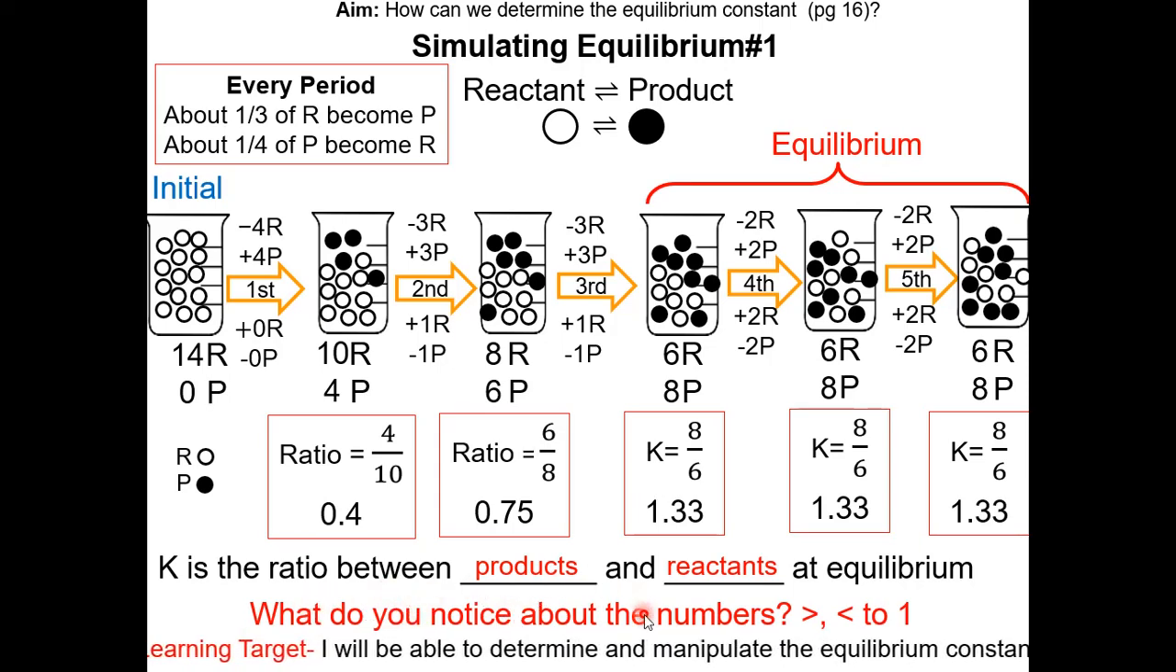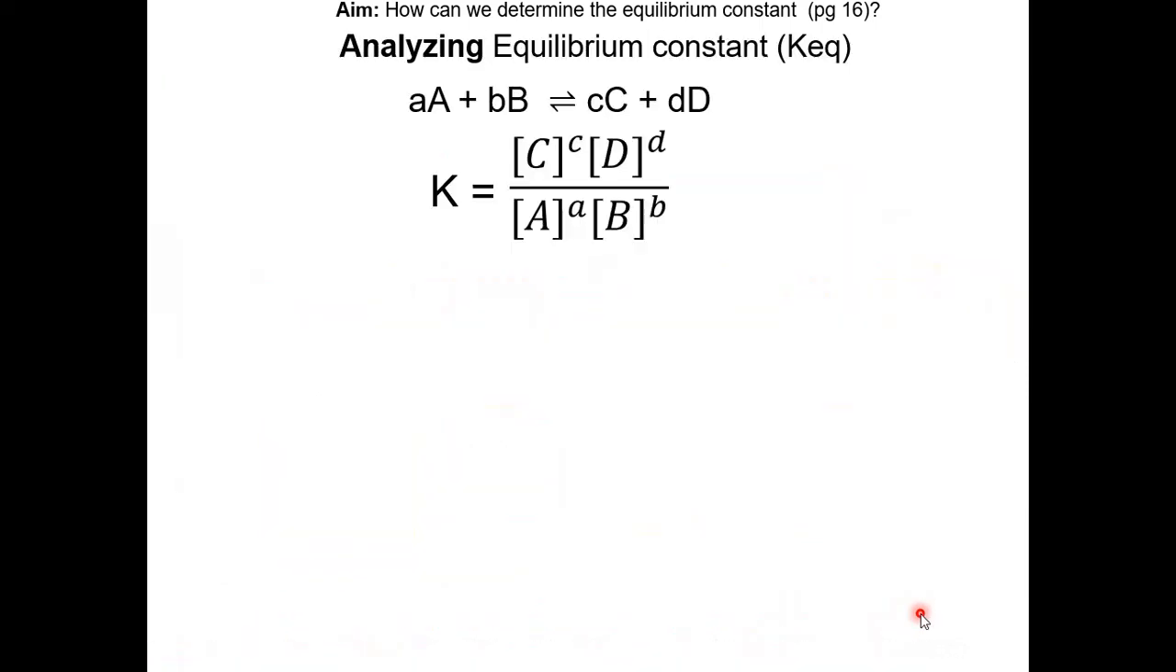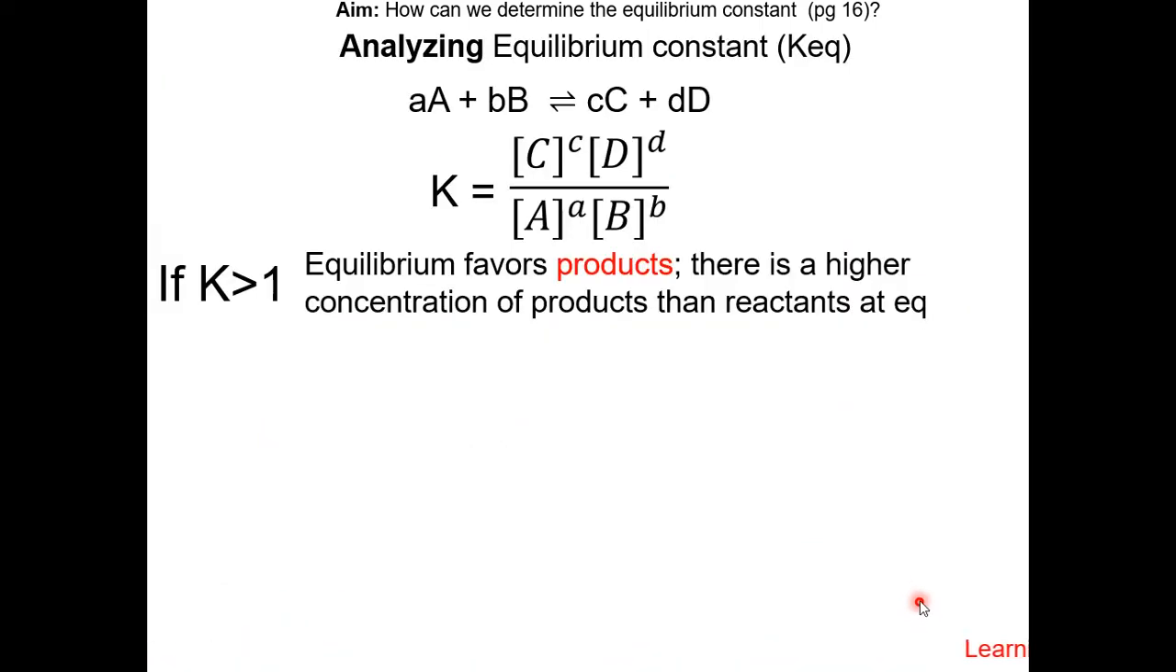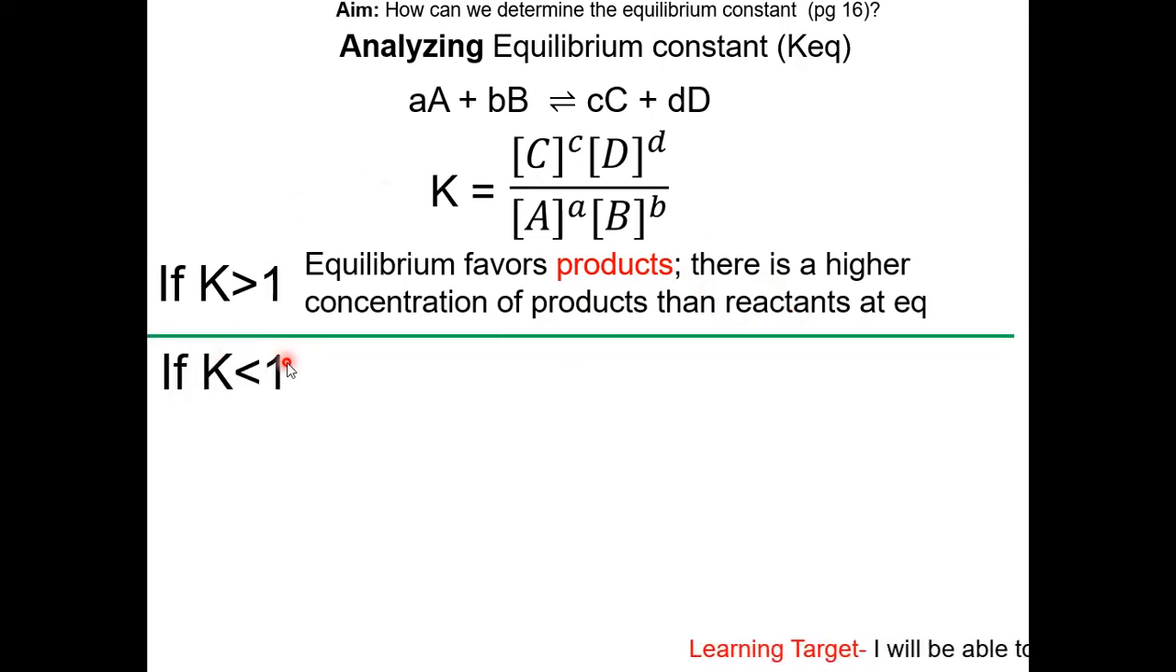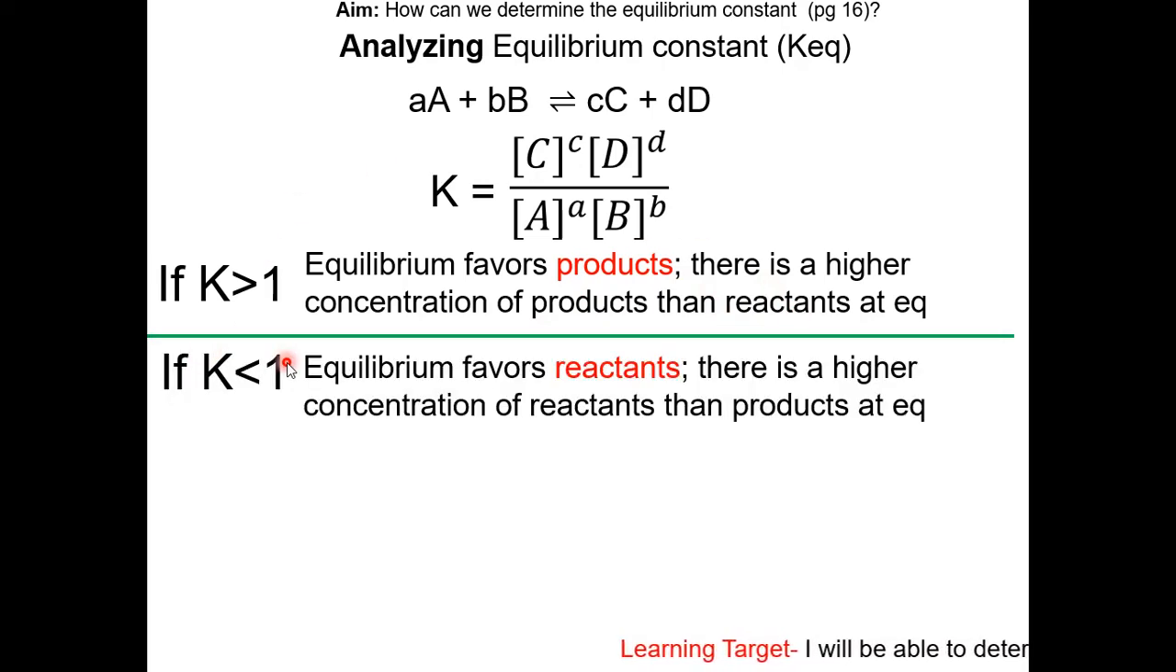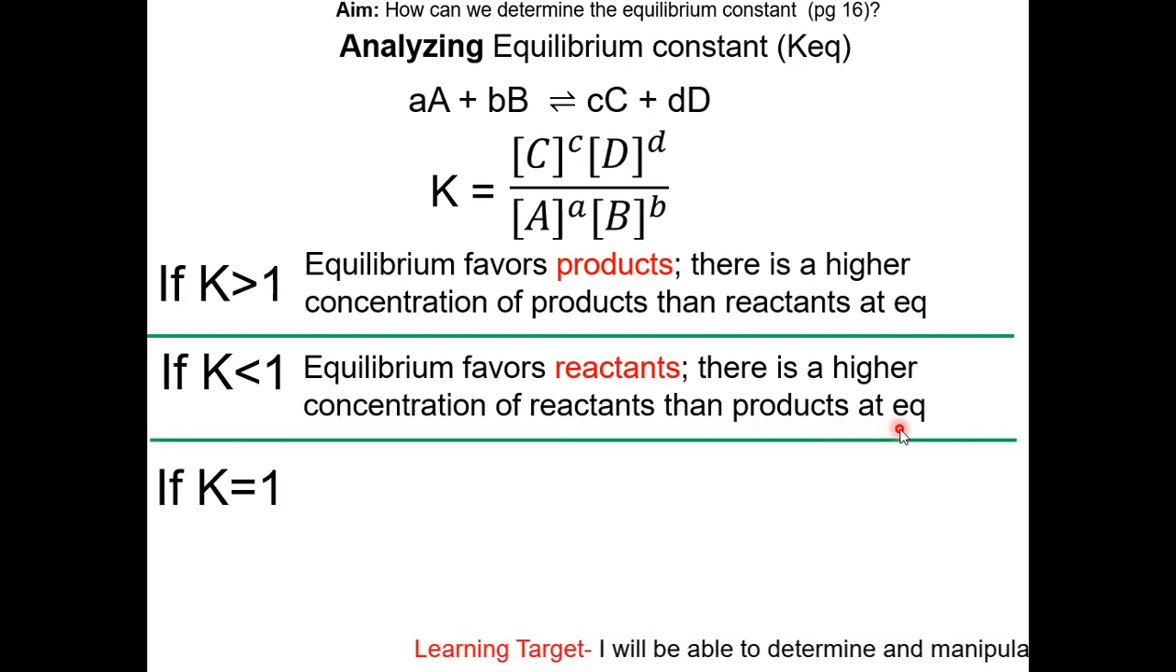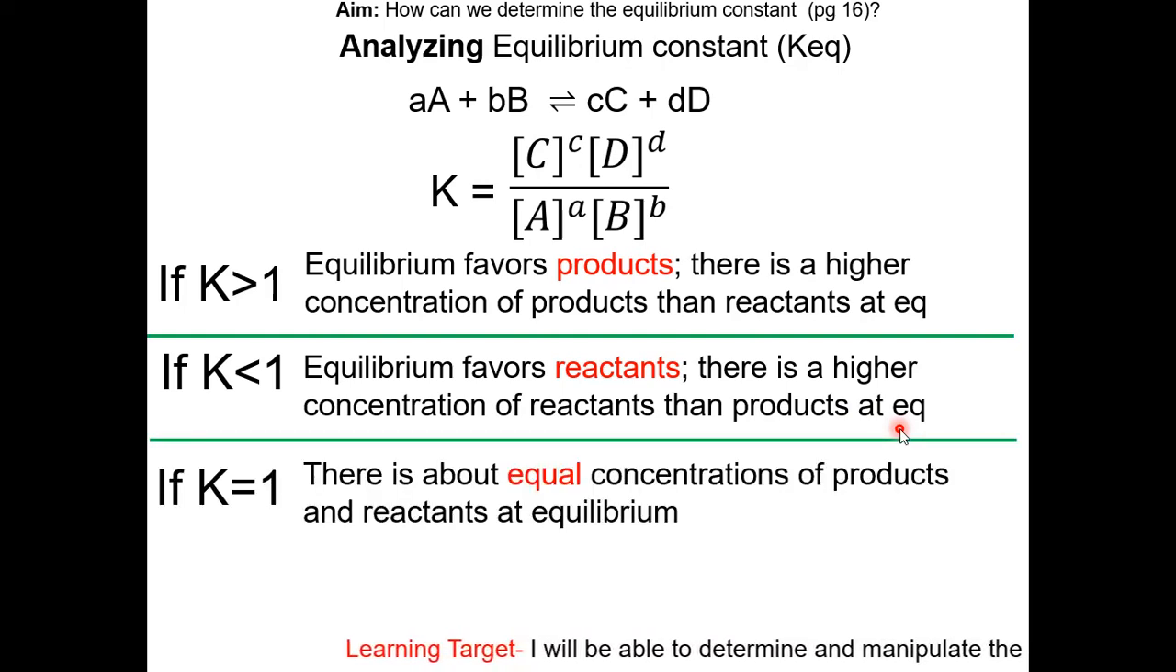What do you notice about the numbers when the ratio is greater than or less than 1? If K is greater than 1, it means the equilibrium favors the products. There's a higher concentration of products than reactants at equilibrium. If K is less than 1, equilibrium favors the reactants. There's a higher concentration of reactants than products at equilibrium. And if K is equal to 1, there is about equal concentration of products and reactants at equilibrium.